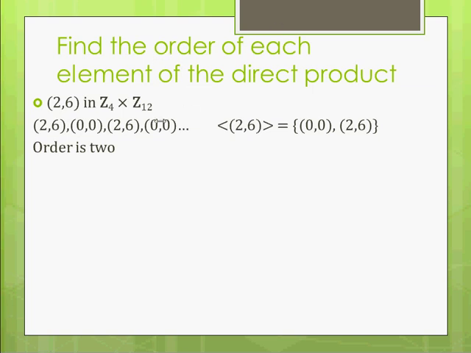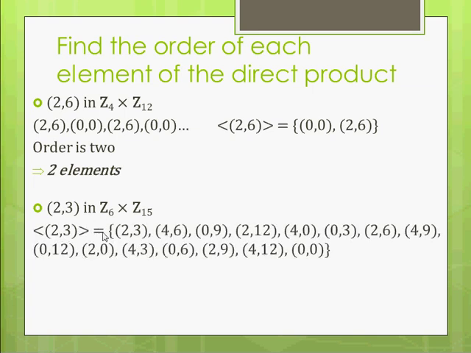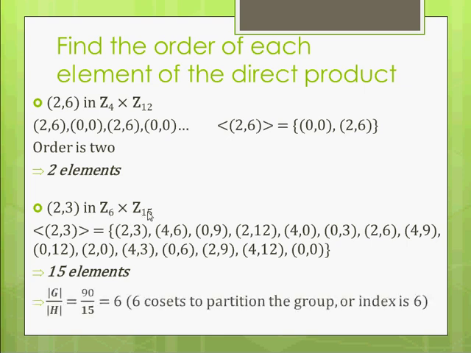So it said find the order. The order is 2, since there are 2 elements. Alright, so (2, 3) in Z6 cross Z15. If you take (2, 3) and add it to itself, you get (4, 6), and so forth. You get 15 elements total. And now notice there are 90 elements in the group Z6 cross Z15 when you multiply these two.